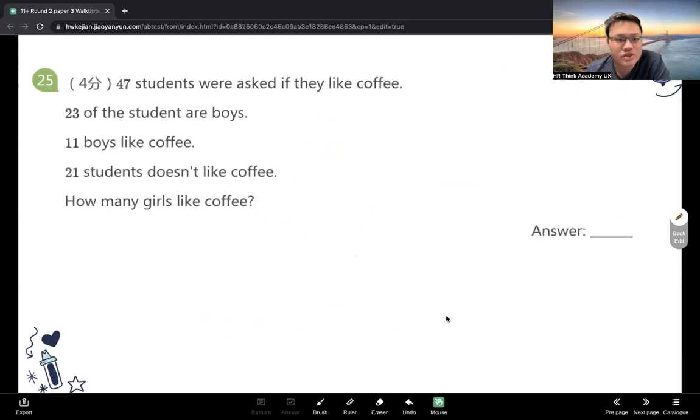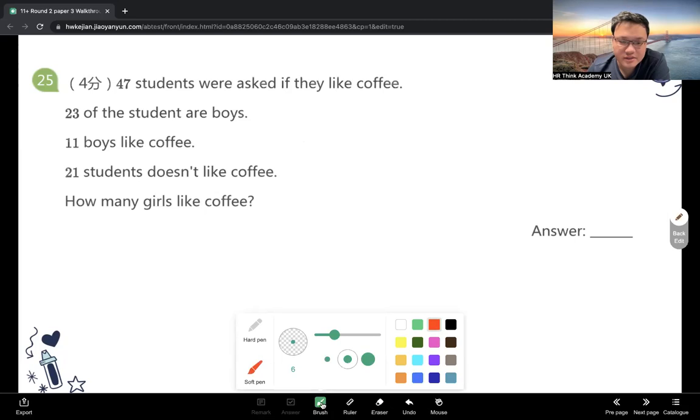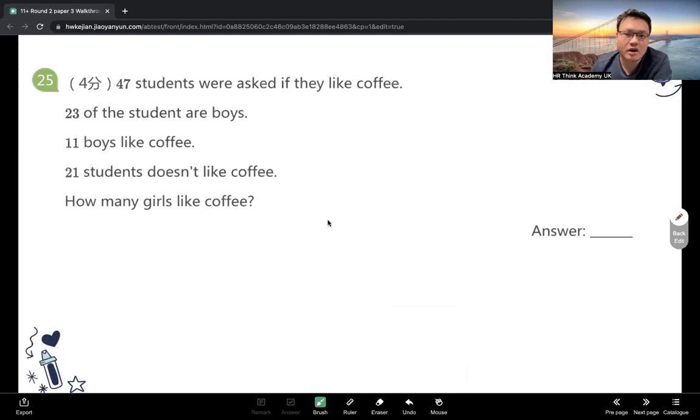And then next question. 47. So for this one, the correct rate is 76%. And you got 47 students were asked if they like coffee, and 23 of the students are boys. And guys, for such kind of question, I suggest you to have a table, because you got boys and girls, and some of them like coffee, some of them don't. So you can have such a table to help you.